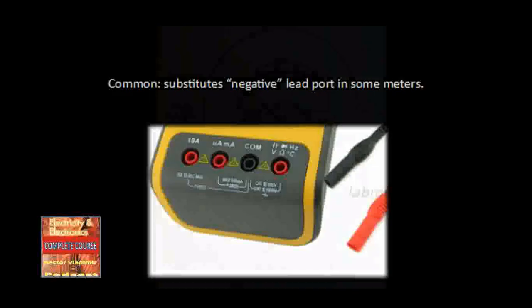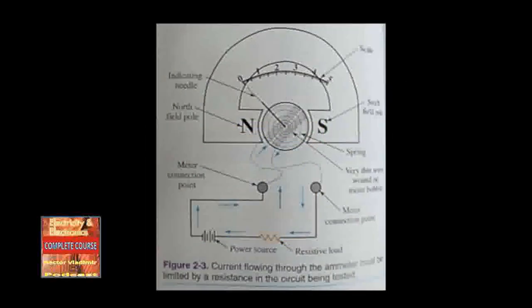So some meters have circuit protection built into them. This protects the meter movement from damage that can be caused by improper connections. In figure 2-3, you can see the current flowing through the ammeter must be limited by a resistance in the circuit being tested.